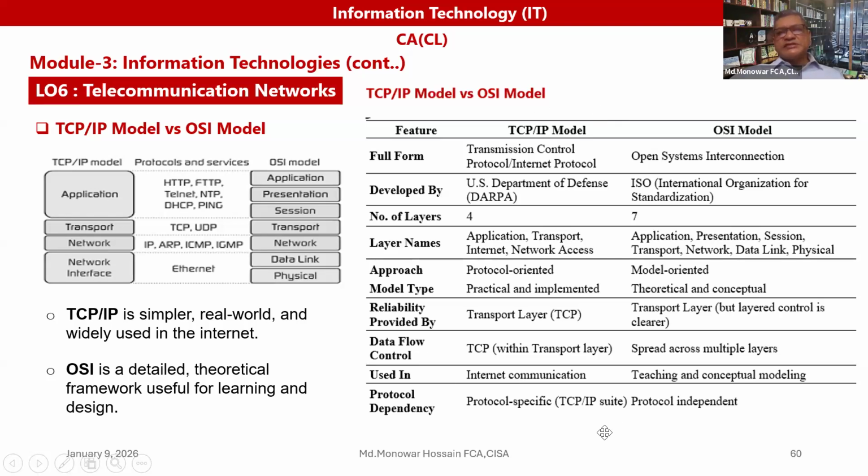The TCP/IP model is used in internet communication. The OSI model is used in teaching and conceptual modeling. The TCP/IP model is protocol specific, meaning the TCP and IP suite, but the OSI model is protocol independent.